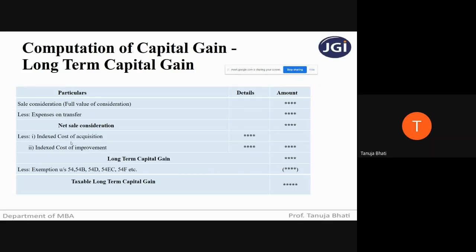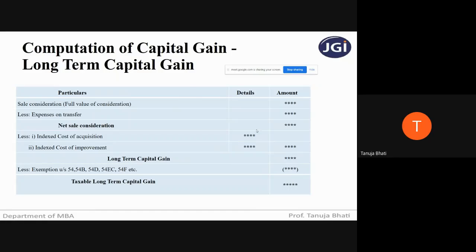indexed cost of acquisition. Otherwise, people will end up paying heavy long-term capital gain, since the period of holding is very long. It is more than 36 months. Some people can even hold an asset for more than 25 years. So the value of money then and now at present has a lot of difference, the time value of money. So in order to convert that monetary value into its present value, we use cost inflation index.